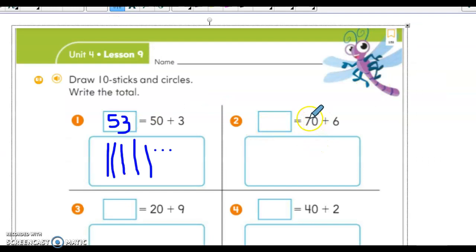And let's go and draw it. We have to represent 70. How many 10s in 70? Check the 10s place. We have 7 of them. 10, 20, 30, 40, 50. I'm going to leave a little space. 60, 70. Now we need 6 extra ones. So we're going to do a 5 group and 1 extra one. 1, 2, 3, 4, 5, 6. So we have 76.